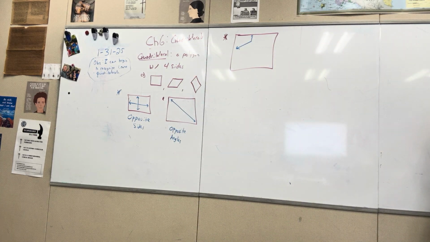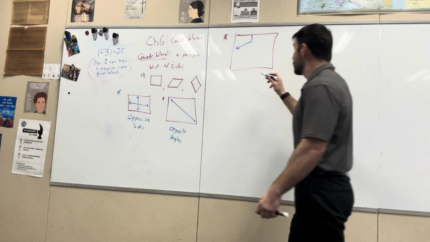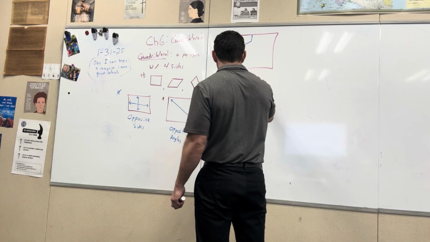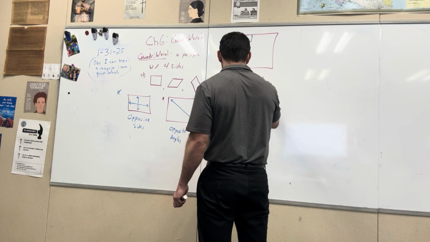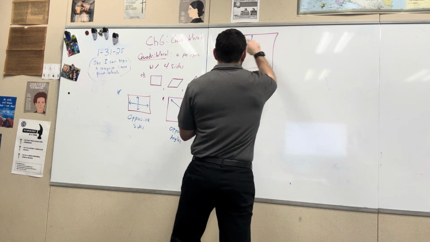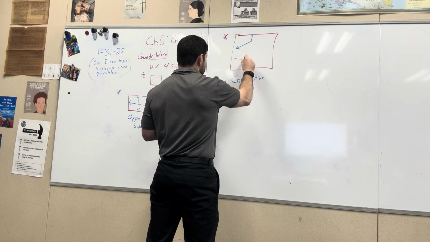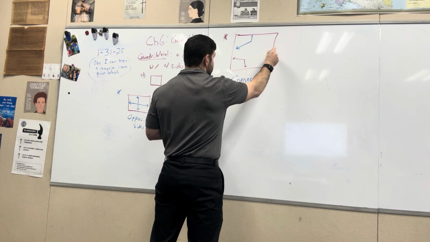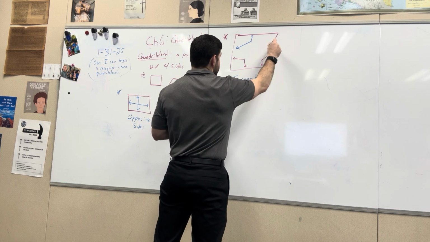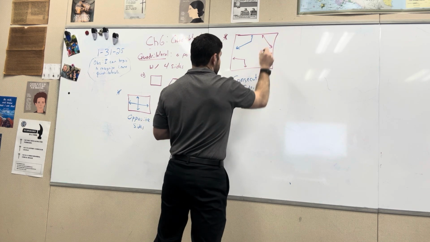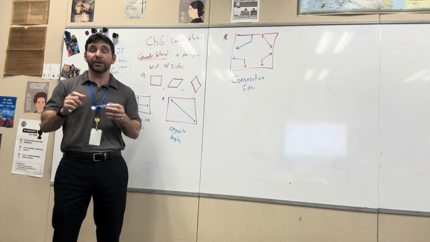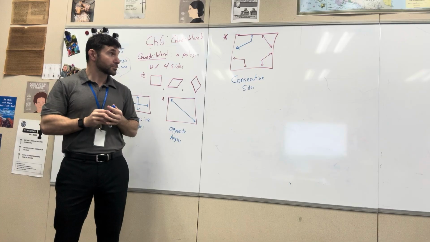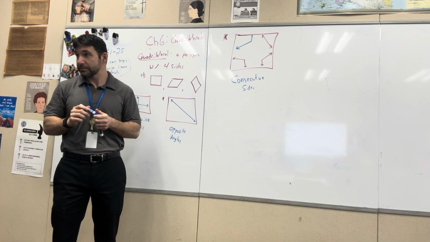These sides are next to each other, right? They're next to each other. Those are called consecutive sides. So those are consecutive. These are consecutive. These are consecutive. Those are consecutive. Consecutive just means they're next to each other. They share an angle. Okay? Everybody still with me?